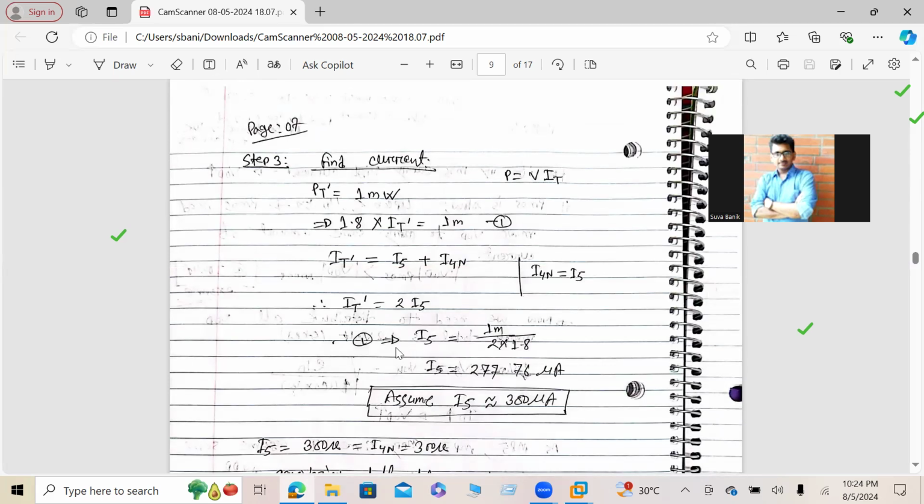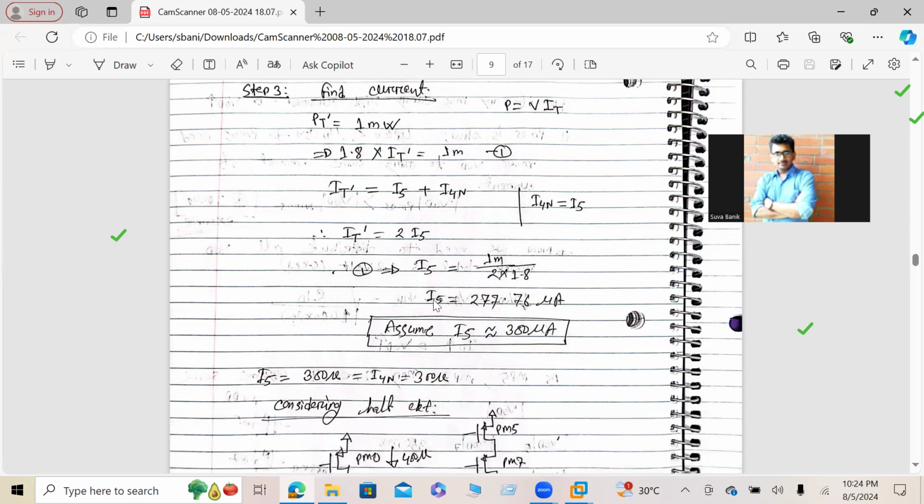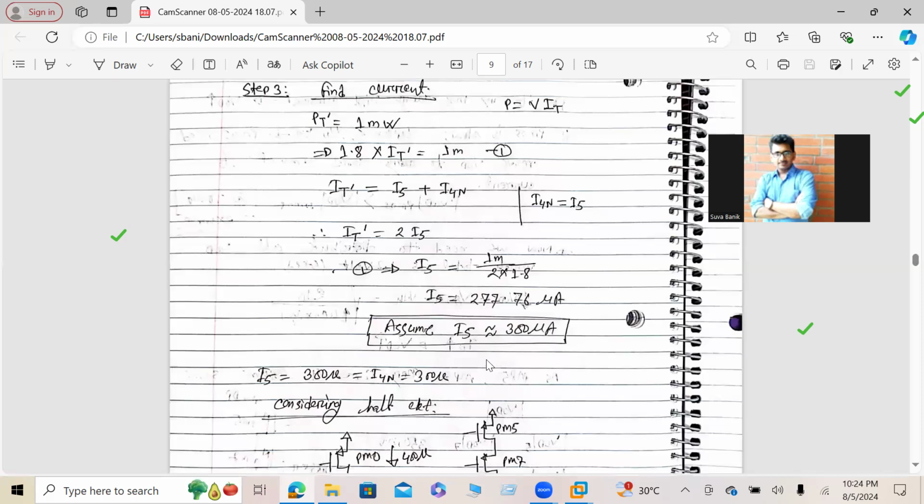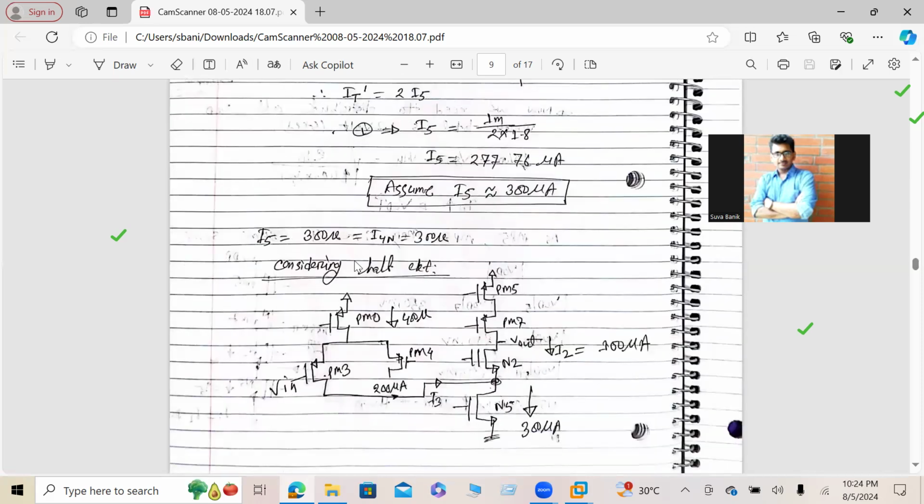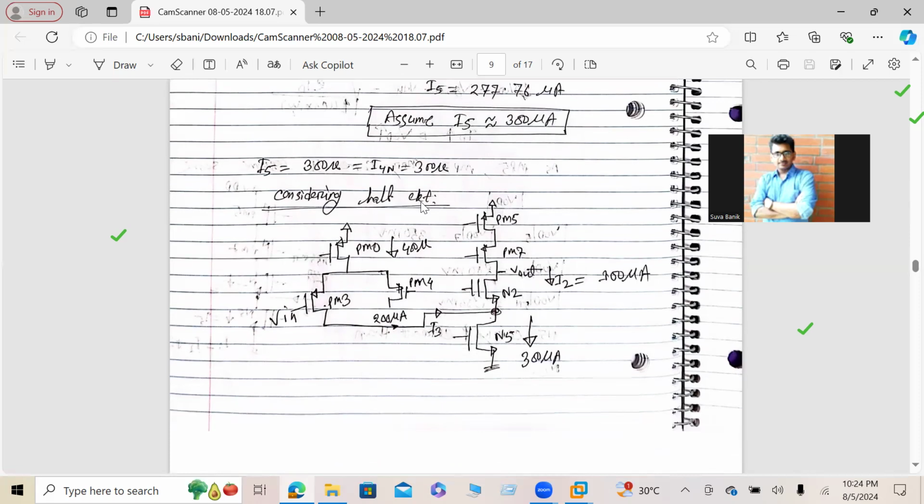So in this way, from this formula, we can calculate that my I5 should be around 277 microampere. For design purposes, I assume it is 300 microampere current, my I5. And it's symmetrical. The two branches have the same current. Okay, so now consider the half circuit.